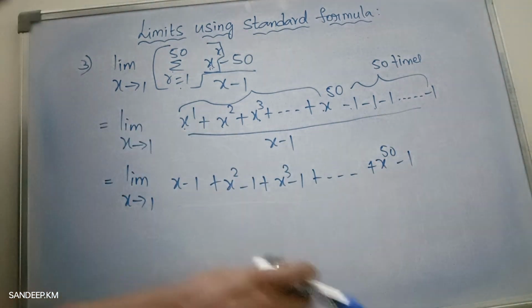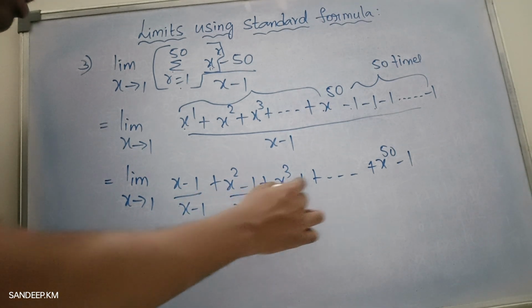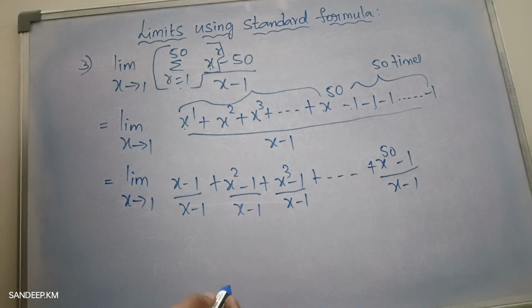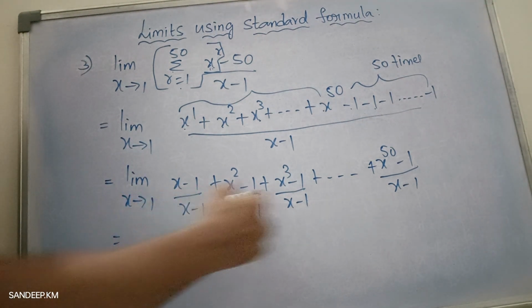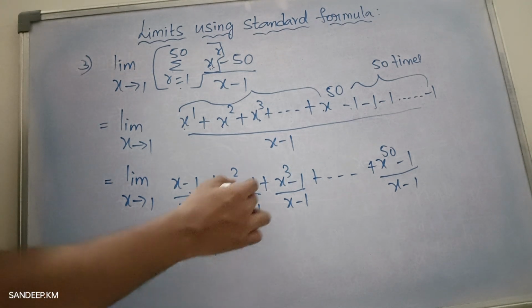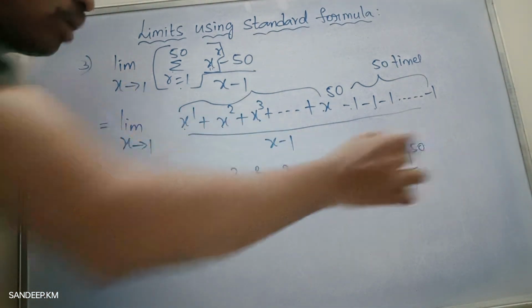Can I separate it? How do I separate? For this one x minus 1, for this one x minus 1. Here also denominator x minus 1 and so on. So now the limit can be applied for all. You can use the standard formula. Obviously this value is 1. So here 1 means 1 square, here 1 means 1 cube and so on. Here 1 means 1 power 50.